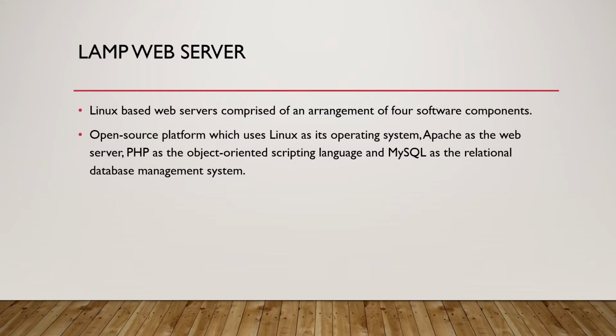Let's start with the LAMP web server. A LAMP web server is a Linux-based web server comprised of an arrangement of 4 software components. It's an open source platform, which uses Linux as its operating system, Apache as the web server, PHP as the object-oriented scripting language, and MySQL as the relational database management system.